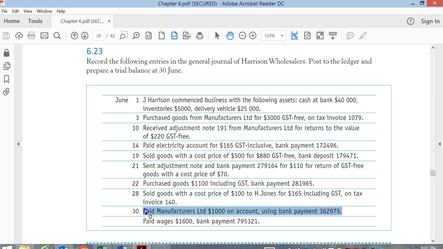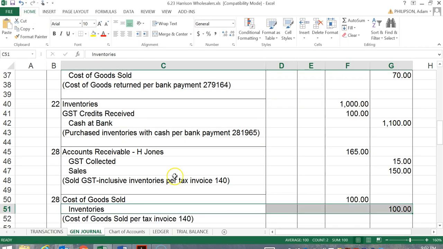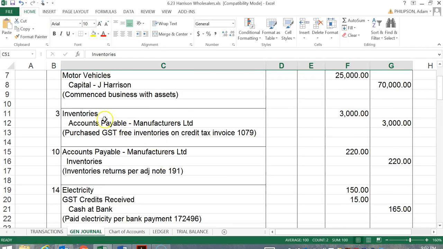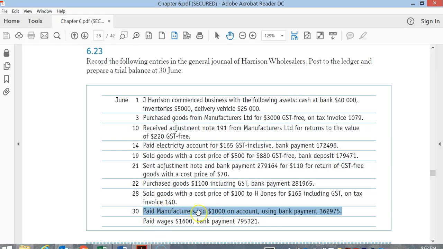So here we are paying Manufacturers Limited. Up here we bought some stuff from Manufacturers Limited on credit. We look at the journal entry up here. We bought some stuff on credit, so we owe them $3,000. Keep in mind these were GST free goods as well, but if there was GST on the transaction, this is where the GST would be accounted for. Where we simply pay an accounts payable, there's no extra GST on that transaction. We're just paying the amount that we owe them.